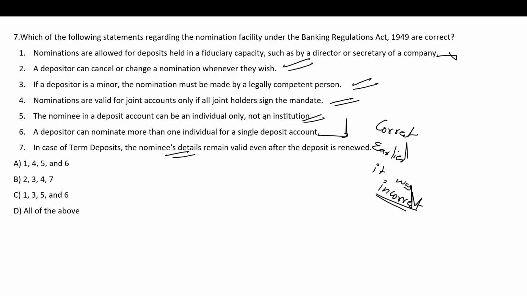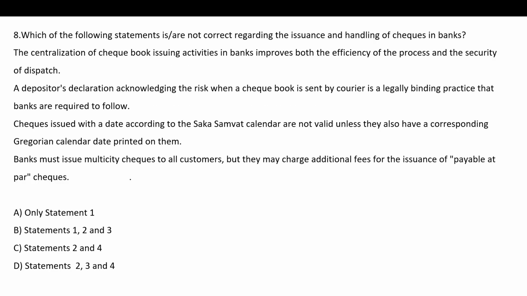So 2, 3, 4, and 6. Sorry, 7. 2, 3, 4, and 7. Here 6 can also be added. 6 will also be correct because recently the amendment was passed, but I'm assuming the question was made before the amendment. That's why it states 2, 3, 4, and 7.